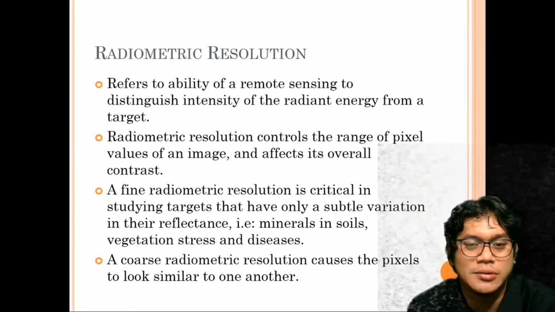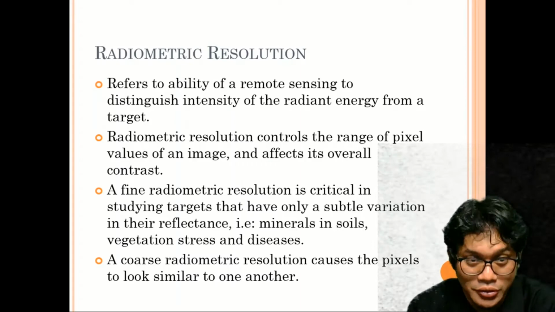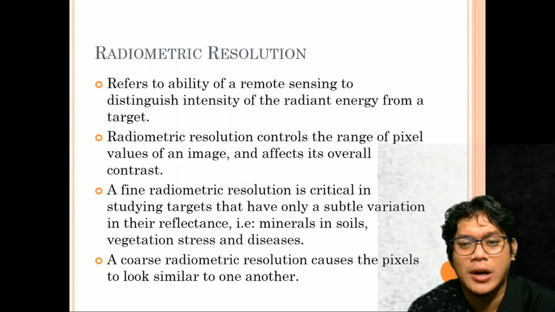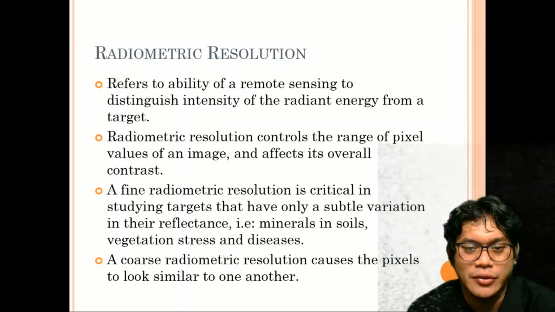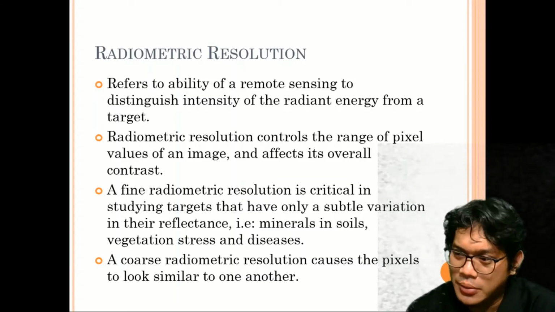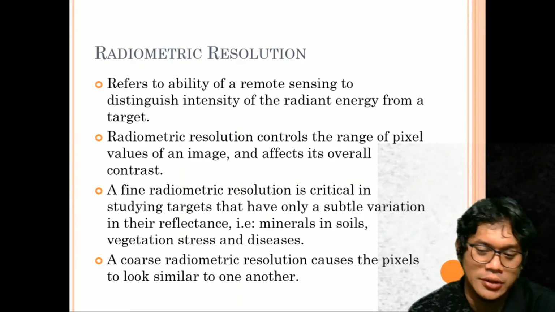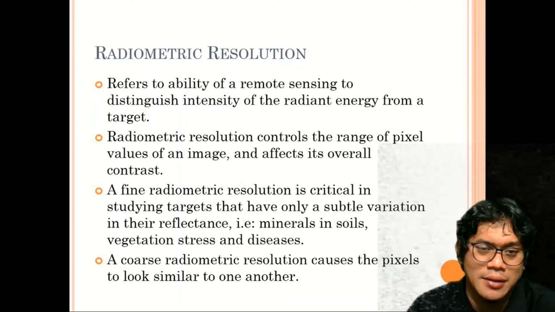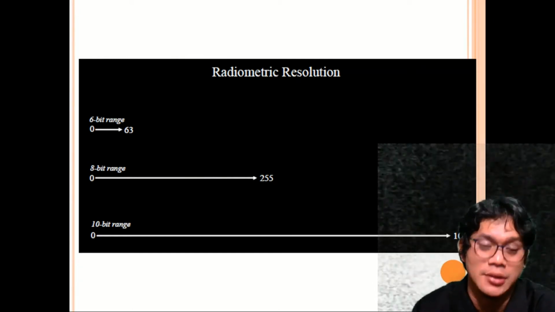So the radiometric resolution controls the range of pixel values of an image, and will affect its overall contrast. So basically, a fine radiometric resolution is very critical for us to study areas with a subtle variation of reflections. Okay, such as when you want to detect minerals, chlorophyll contents, and more. On the other hand, coarse radiometric resolutions will make the pixels look more or less the same. So that will be the resolutions in remote sensing.